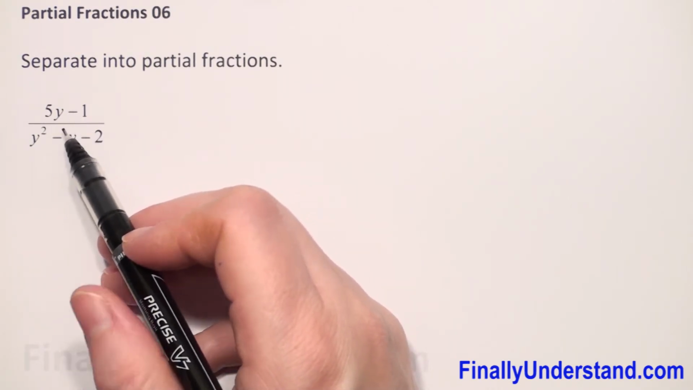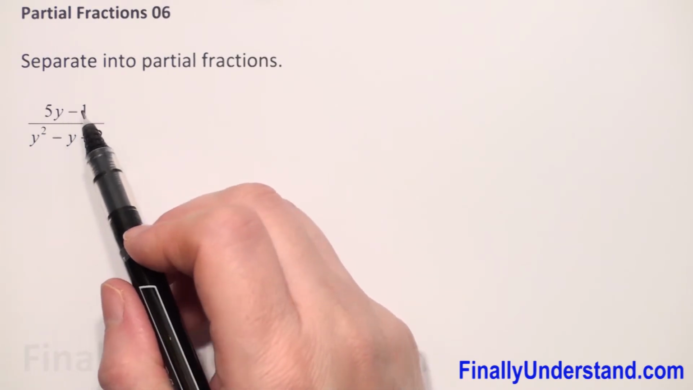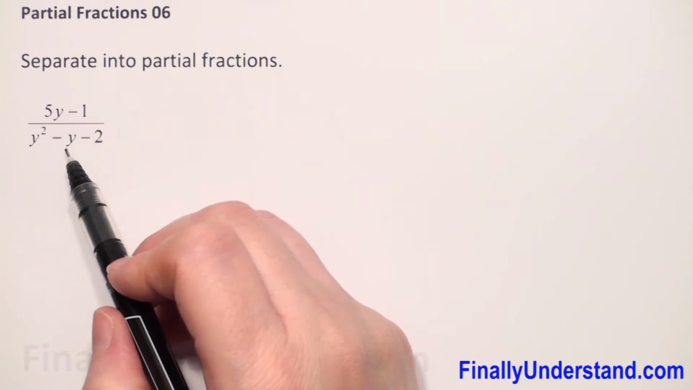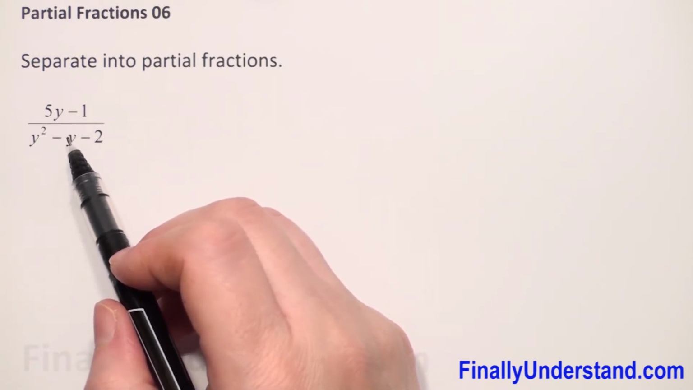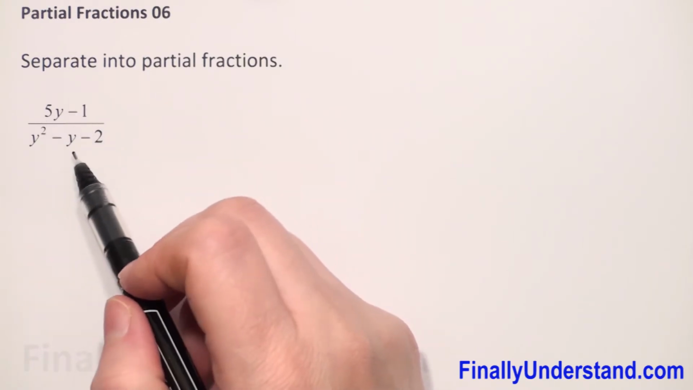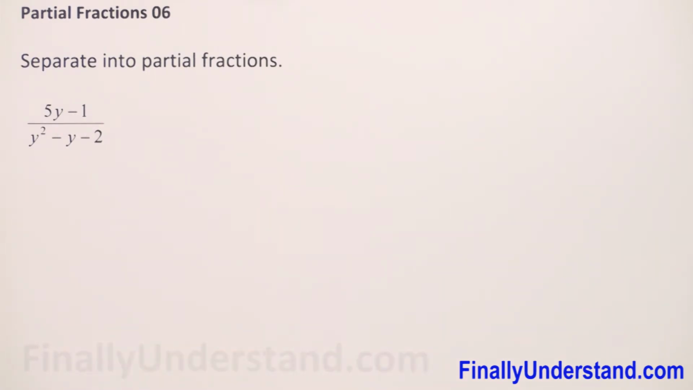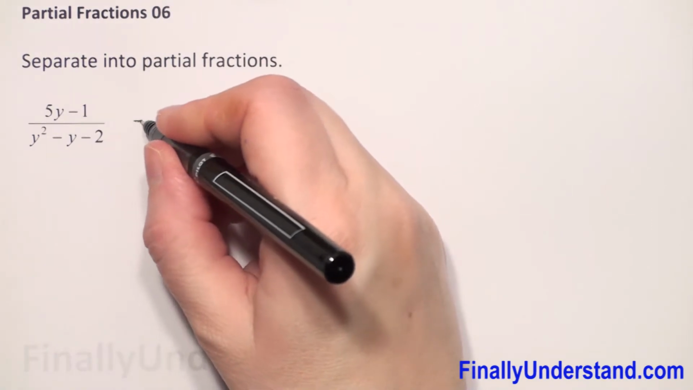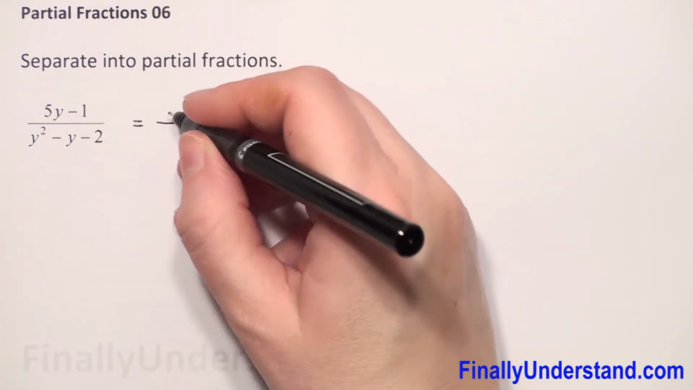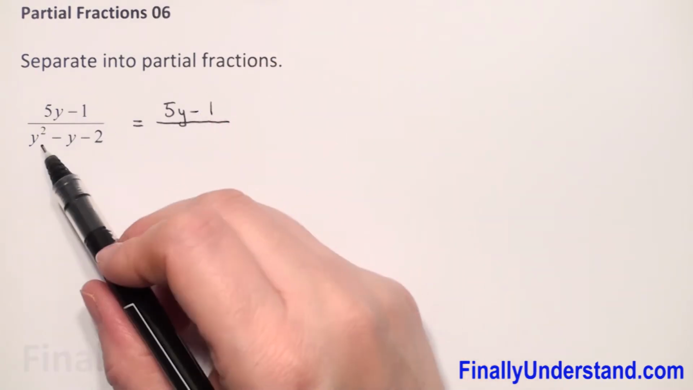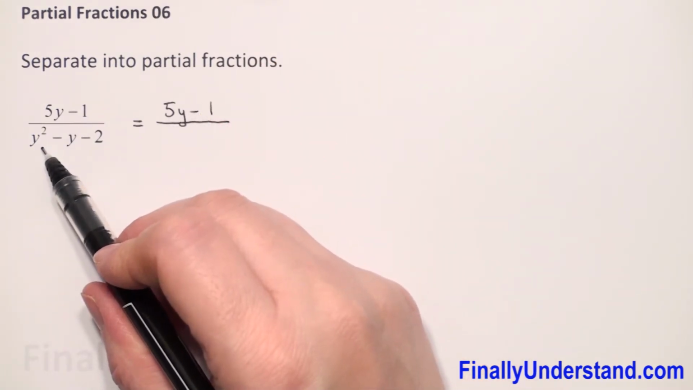If not, when we have the power of numerator greater than denominator, first you have to do long division. But in this example, everything is okay. Next, we have to factorize our denominator. So we have to copy numerator, and we have quadratic function.